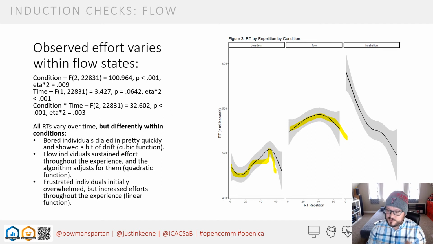For the frustration condition, this is great. They start off very slow, very, very slow. But as the study goes on and as the game goes on, they get very quick, very fast, and it follows almost a linear function. So it's like linear for frustration, quadratic for flow, and cubic for boredom. And we think this one here says a lot about what they saw as rewarding. I'm going to talk about that in just a moment.